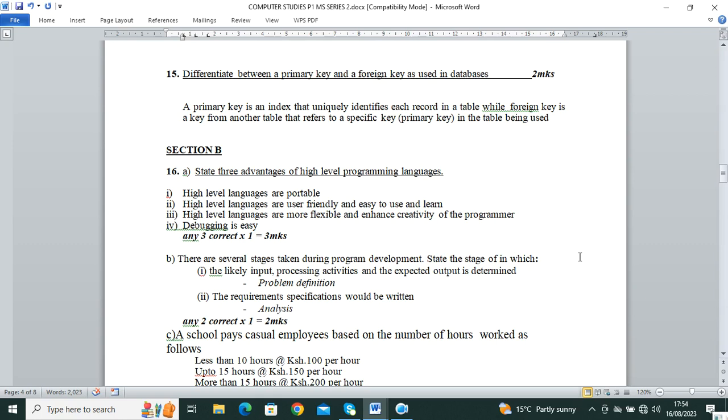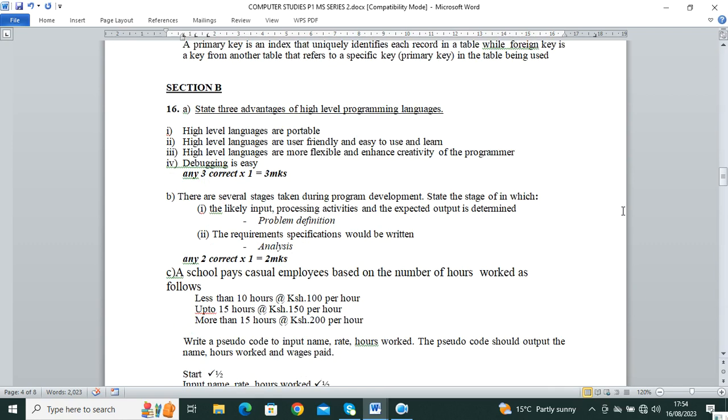Guys, let's head to section B. Remember section B, you must answer question 16 and any other three. So question 16A, state three advantages of high-level programming languages. So high-level languages are portable. High-level languages are user-friendly. Remember, the examiner can ask you the meaning of user-friendly. This means the ease to work with the system. It is easy to run and easy to use. High-level languages are more flexible and enhance creativity of the programmer.